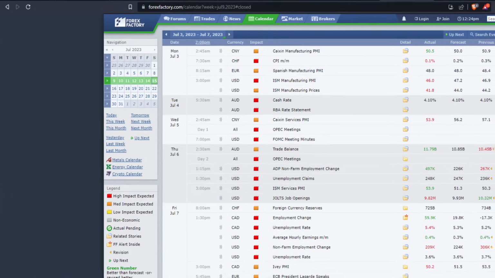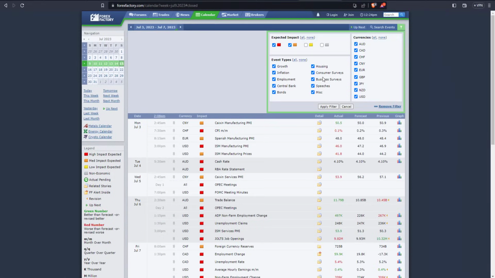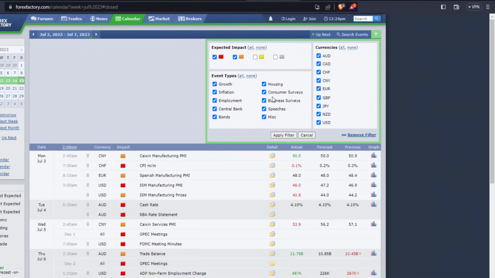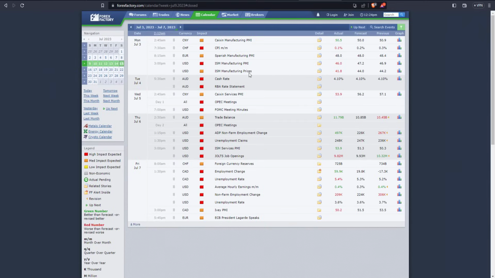Then I would like to normally filter out some of the news that doesn't have any impact, like the no impact and then the low impact news. I will only leave the medium impact, which is this one, and then the high impact news for my own selection. So I will click on apply filter. Now this is the first thing you need to do.